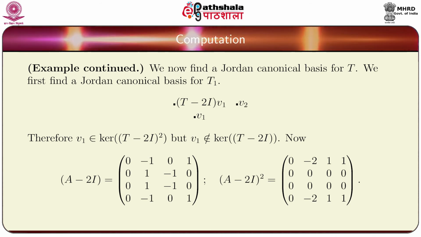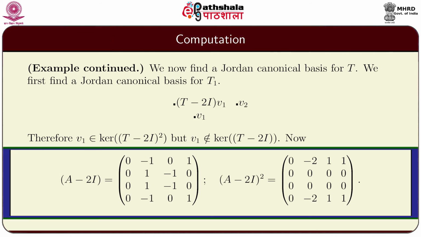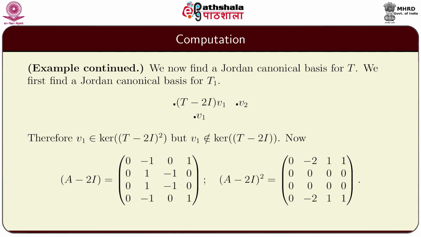The matrix A minus 2I is this 4 cross 4 matrix given by 0, minus 1, 0, 1 in the first row, 0, 1, minus 1, 0 in the second row, 0, 1, minus 1, 0 in the third row, 0, minus 1, 0, 1 in the fourth row, and we can also calculate (A minus 2I) square, which is given by 0, minus 2, 1, 1; 0, 0, 0, 0; 0, 0, 0, 0; and then 0, minus 2, 1, 1.